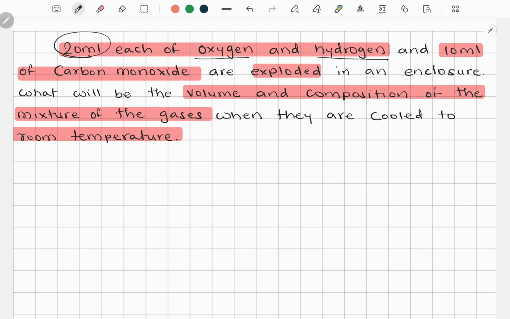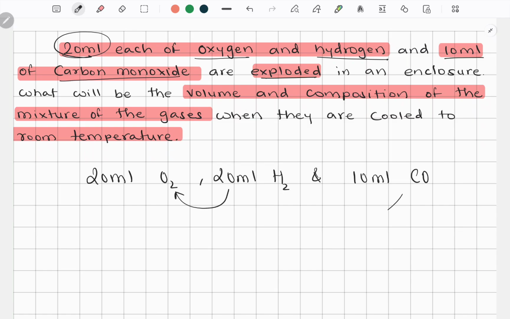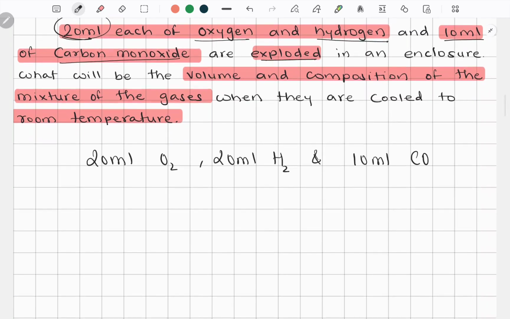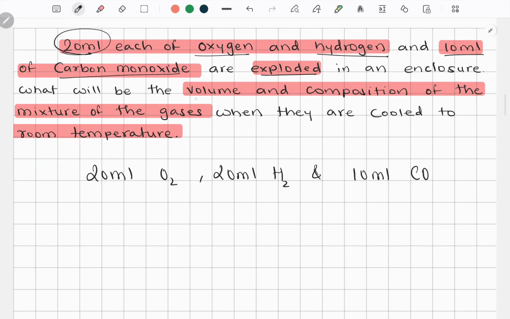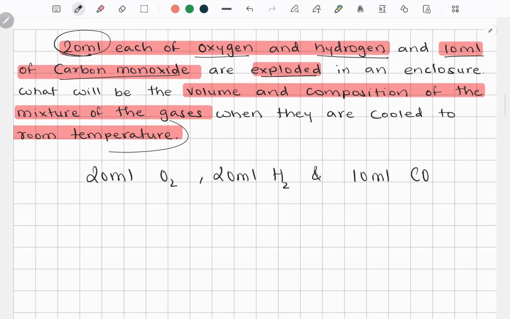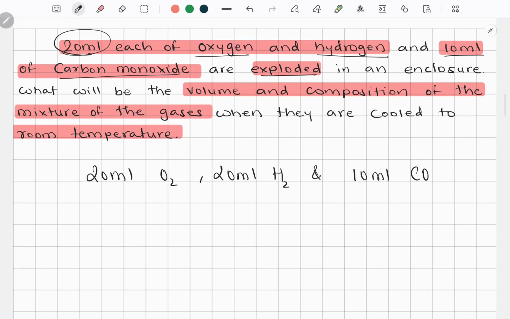First, we have 20 ml of oxygen and hydrogen both. So 20 ml of oxygen, 20 ml of hydrogen, and 10 ml of carbon monoxide, that is 10 ml of CO. Exploded means a reaction with oxygen. That means hydrogen and carbon monoxide both are reacting with oxygen, so we have to write down the chemical equations of those. And they are asking for the volume of composition of the mixture of gases when they are cooled to room temperature.